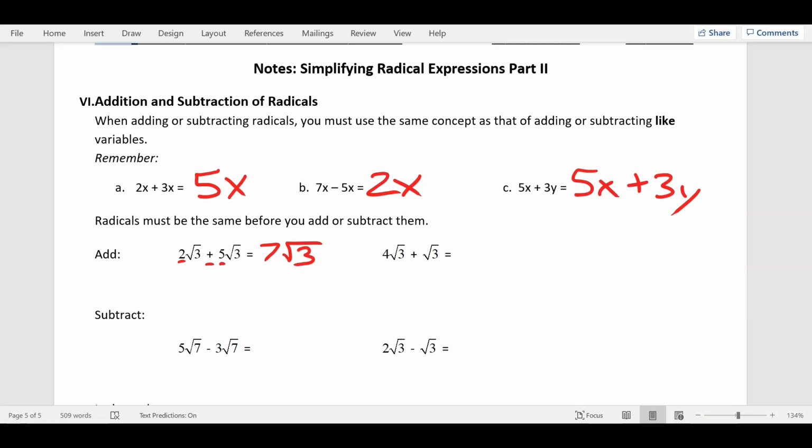That's it. Next to it, if there's no number in front, it's an implied 1. Write it if it helps you. But what is 4 square root of 3 plus a 1 square root of 3? 5 square root of 3. There's an implied 1 there. So write it if it helps you.